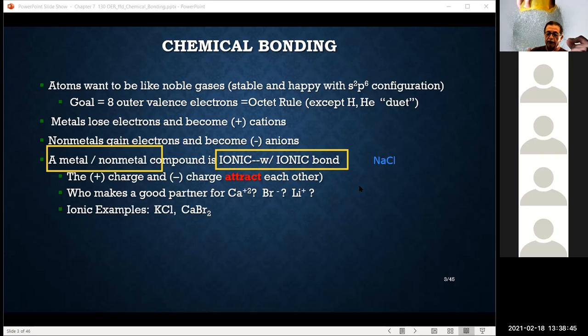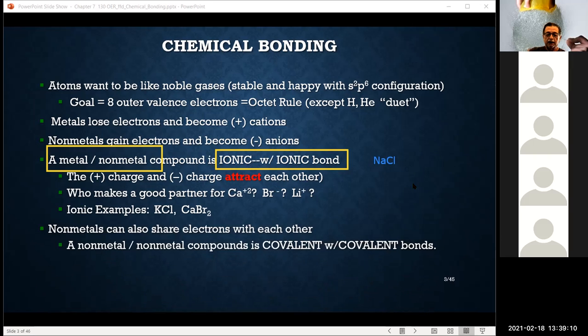Bromide. Some examples, as I mentioned, sodium chloride, but we've also got calcium chloride, calcium bromide, calcium iodide. It's just any combination of a metal and a nonmetal. There are literally thousands, not millions, of combinations of ionic bonds. Millions, actually.